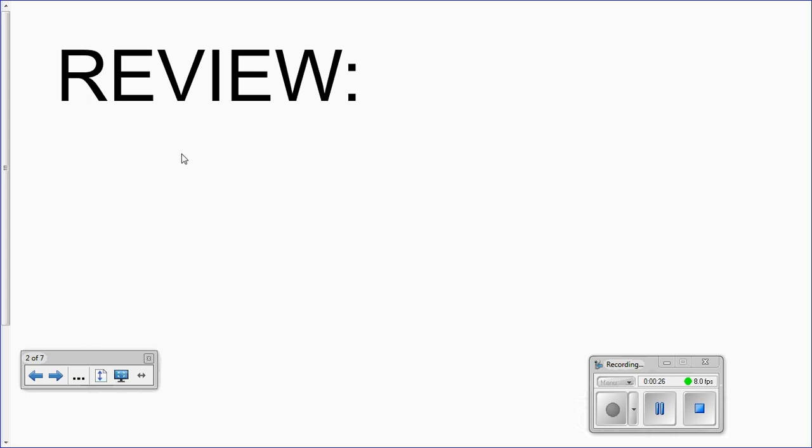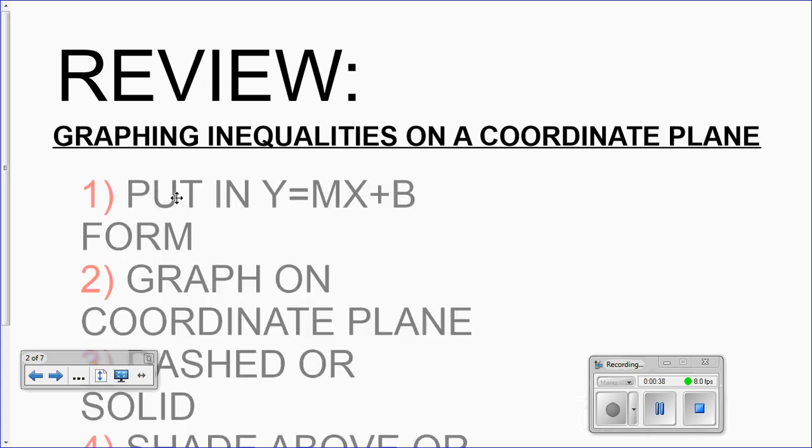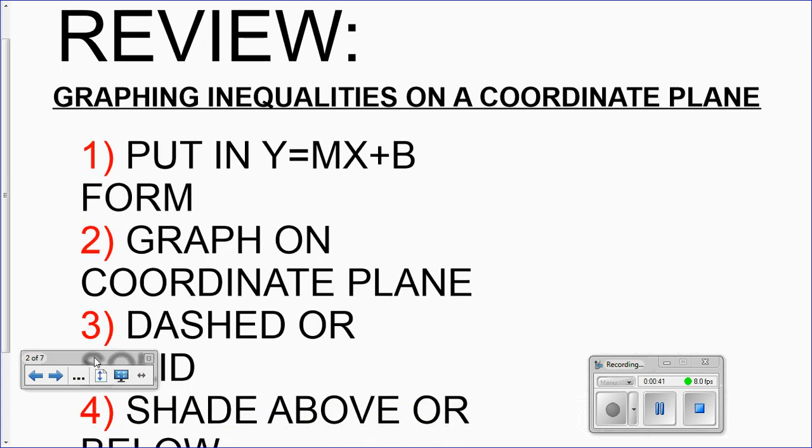So just a review of graphing inequalities on a coordinate plane. We just did this, so I'm not too concerned that you guys forgot it, but I just want to make sure you have it for this unit as well, okay? And it's not all gone. So there are 4 steps, and here they are. Sorry, I wrote a lot.